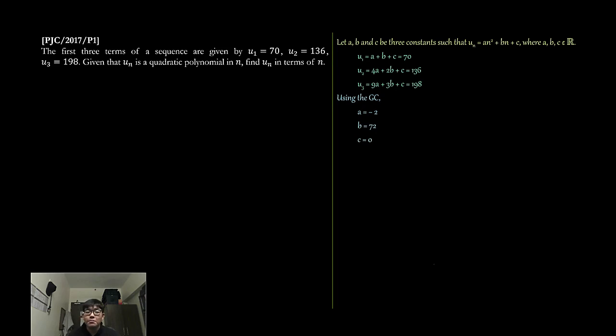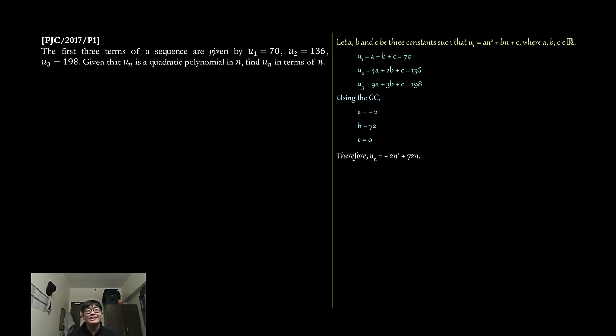equals 0. Now, because of the nature of the question, which wants you to write un in terms of n, I'll have a concluding statement that says therefore un equals negative 2n squared plus 72n. Okay, I hope this is a bit more straightforward.